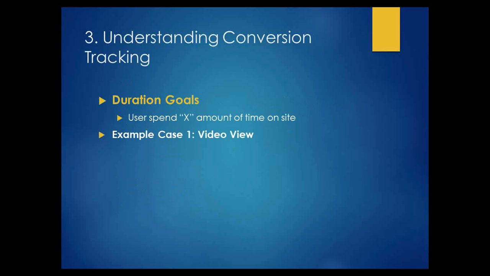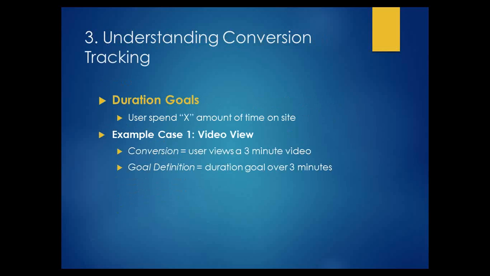So some example cases where you might use this. Number one, imagine you have some kind of embedded YouTube video or Vimeo video on your website, right? And something that you would deem valuable is if someone actually watches this video, right? And in our example, let's say it's a 3-minute long video. So one way that you could potentially do this is to define a duration goal as someone spending over 3 minutes of time, as in that's the length of the video. So if someone actually watched the entire video, I'm going to call that a duration goal completion. And so that would be a conversion that you've defined.